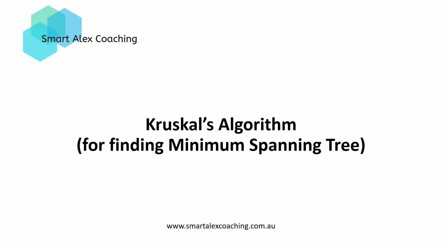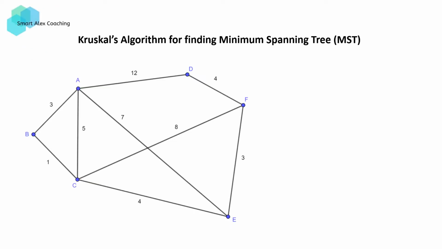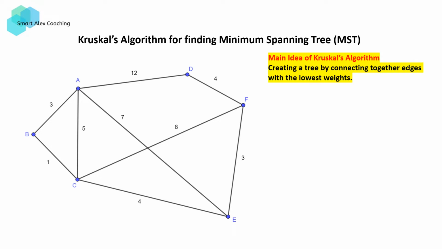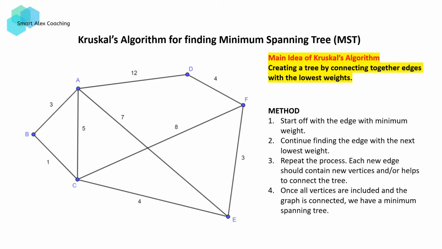In our last video, we looked at how to use Prim's algorithm to find the minimum spanning tree. In this video, we're going to look at another method which is called Kruskal's algorithm. The main idea of Kruskal's algorithm is that we're creating a minimum spanning tree by connecting together edges with the lowest weights. Unlike Prim's algorithm where you can start off from any vertex, with Kruskal's algorithm, you want to start off from the edge with the minimum weight.